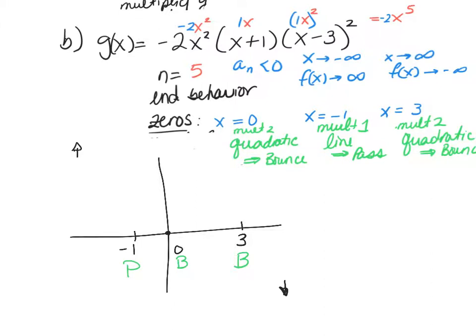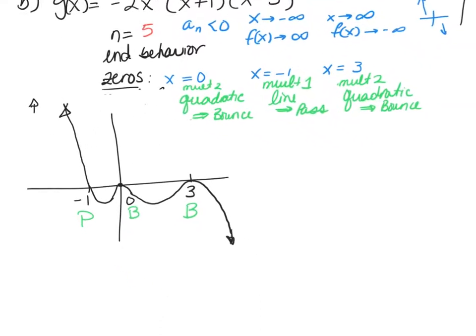Okay. So using this information, I'm going to come from positive infinity down to 1. I'm going to act like a line, and I get there, and I'm going to pass through. And I come back to my next 0. My 0 is at 0, and I'm going to act like a quadratic, so I have a U shape, so I touch and bounce. I come back to 3, quadratic shape, touch and bounce, and then I go down. So that's what my graph should look like, based on the multiplicities and what I expect to happen as multiplicities.